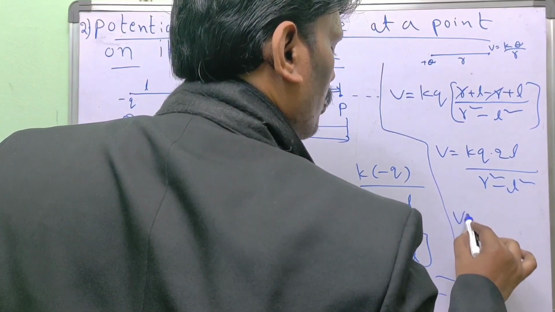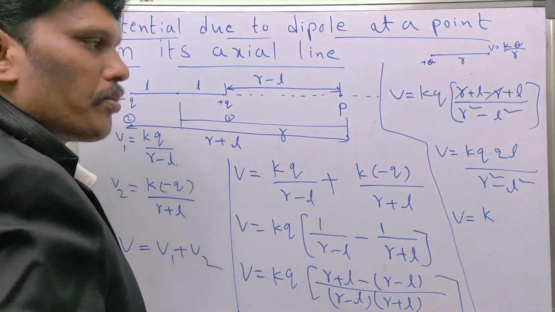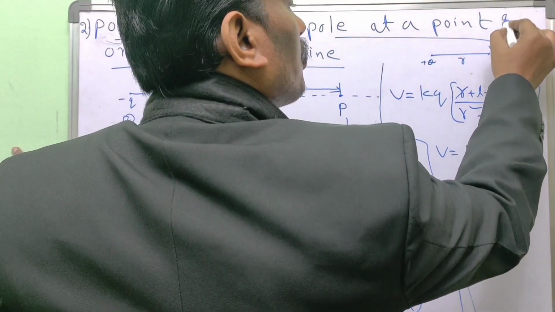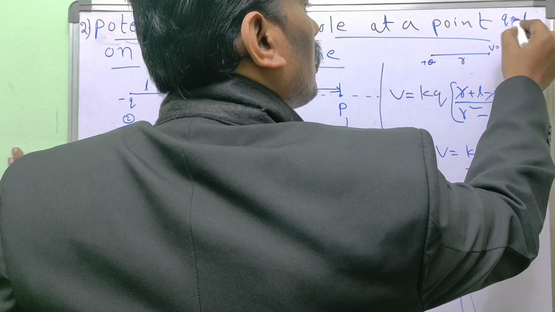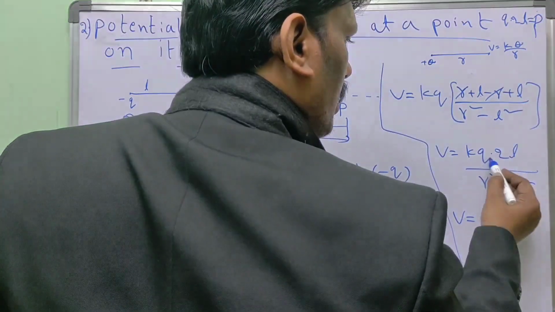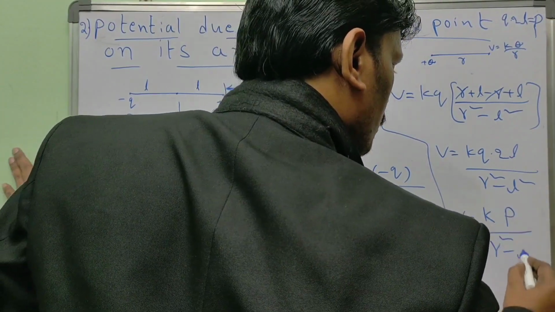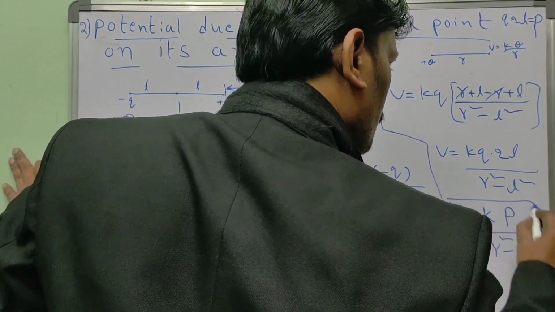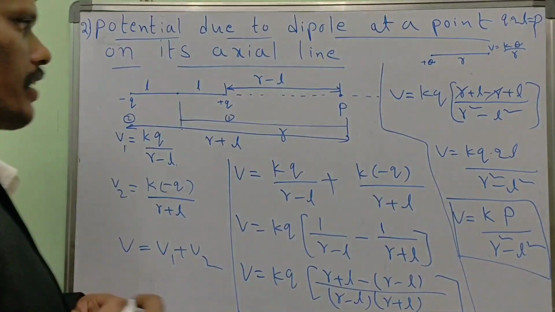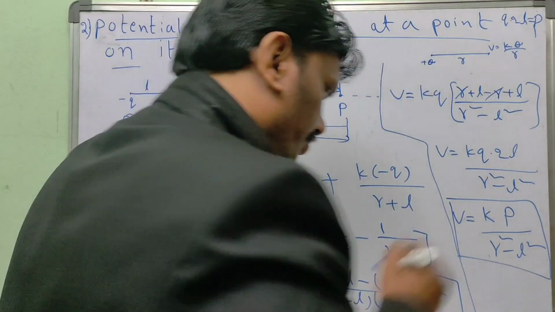So finally, what is the potential I got? K into, we know that Q into 2L is the dipole moment P. Then Q into 2L, dipole moment P, by R square minus L square. This is the potential due to a dipole on its axis line. Potential due to dipole at a point on its axis line. Hence proved.